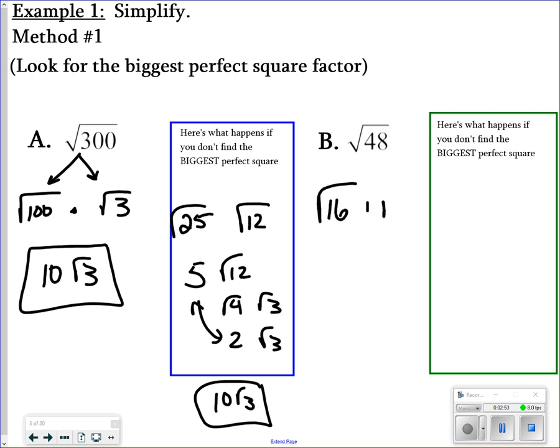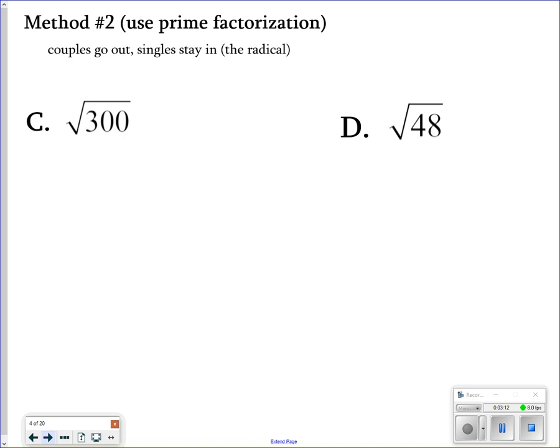There's two methods. I don't usually do this method, but it is obviously legitimate. I need to know what is the biggest perfect square that can come out of 300. Well, 100 is divisible into 300, so I can basically divide this into two radicals: 100 times 3. Now, 100 is a perfect square. It's 10, and so the answer to this simplifying is 10 square root of 3.